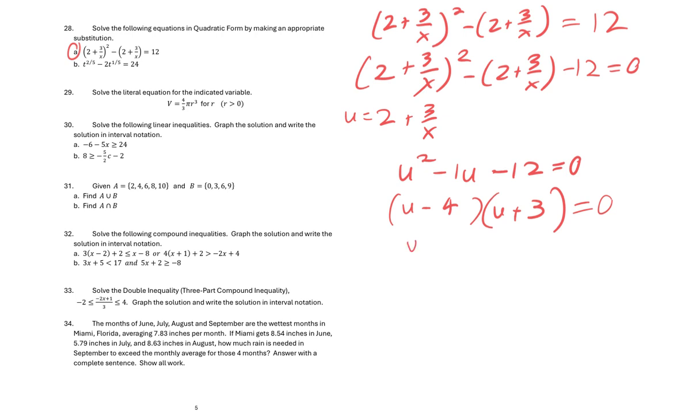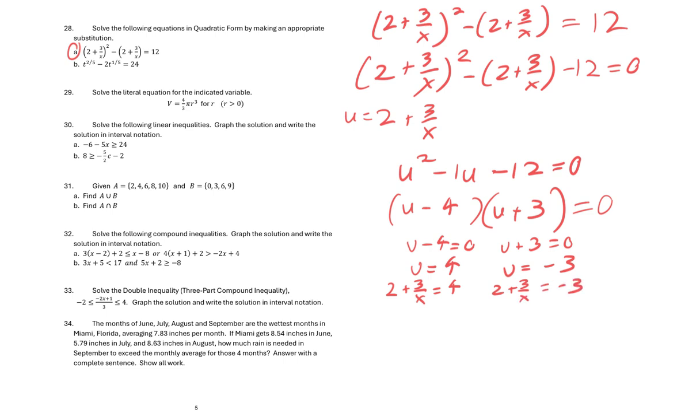So now we know that u − 4 = 0 and u + 3 = 0. Now we want to know what u is. We add 4 on both sides, so u is equal to 4, and subtract 3 on both sides, so u is equal to negative 3. We also know that u is 2 + 3/x, so 2 + 3/x = 4 and 2 + 3/x = −3.